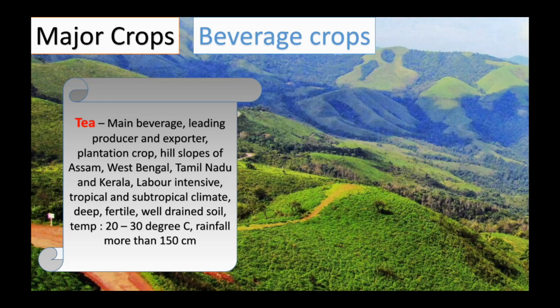This is a labor-intensive crop which requires cheap and skilled labor. This crop grows well in the tropical and subtropical areas, hot and humid climatic areas. It requires deep, fertile, well-drained soil. It needs humus soil with organic content. It thrives well in temperature between 20 to 30 degrees Celsius with annual rainfall of more than 150 centimeters.